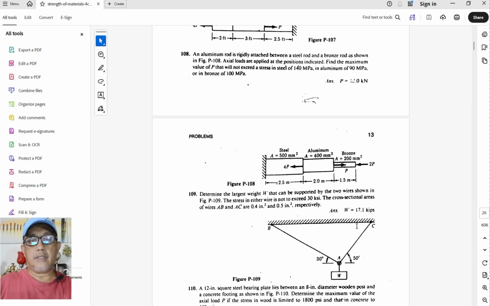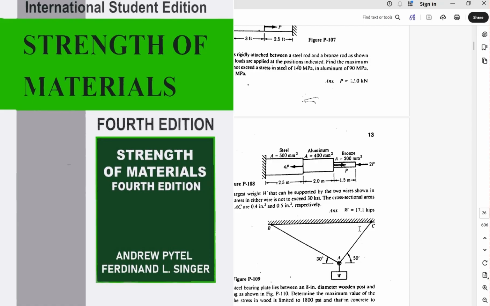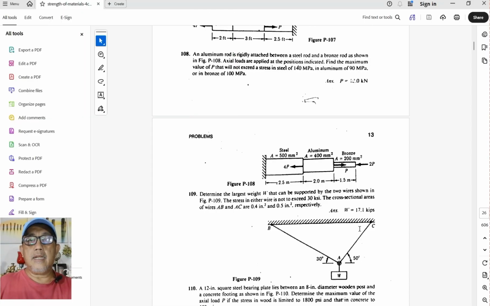Now we are going to answer problems 108 and 109 from the book Strength of Materials by Singer and Pytel, 4th edition. So problem 108: an aluminum rod is rigidly attached between a steel rod and a bronze rod as shown in figure P-108. Axial loads are applied at the positions indicated. Find the maximum value of P that will not exceed a stress in steel of 140 megapascal, in aluminum of 90 megapascal, or in bronze of 100 megapascal.